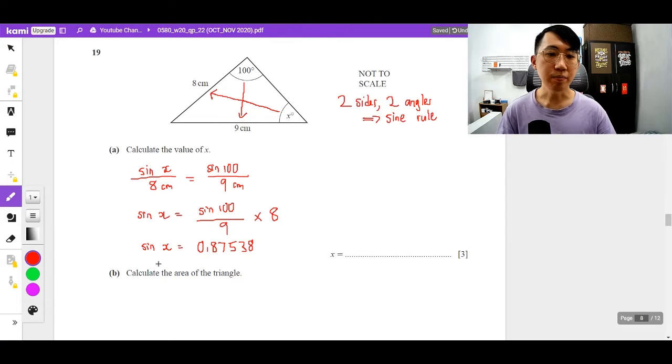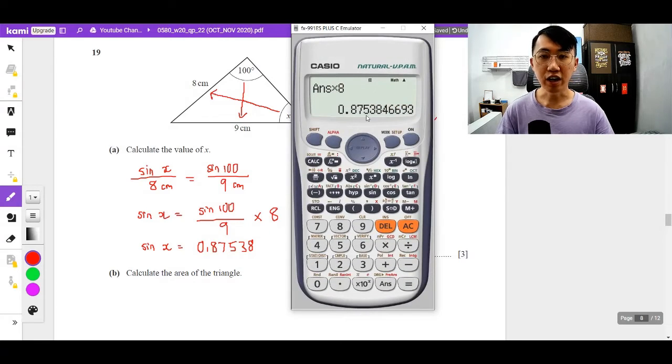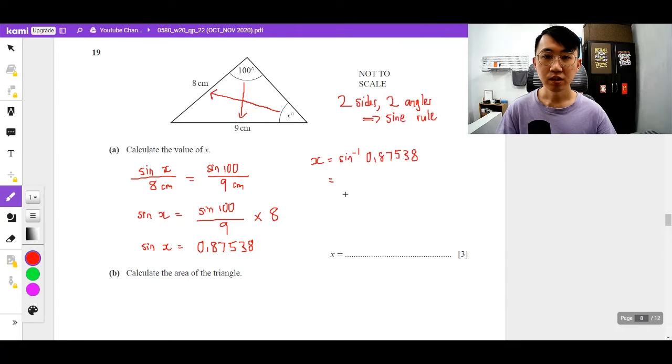0.87538. Okay, next step. I want to solve for the value of x, right? I need to shift sine or inverse sine next. So inverse sine 0.87538. Remember to copy as many numbers as possible to avoid rounding error. Alright, so what you have on your calculator is already a lot of numbers, right? Don't disturb the numbers. Straight away press shift sine followed by answer. Okay, so press equal. 61.1. This one you can round to 3 significant figures. 61.1. Fill up 61.1. Okay, so that's your answer over there.